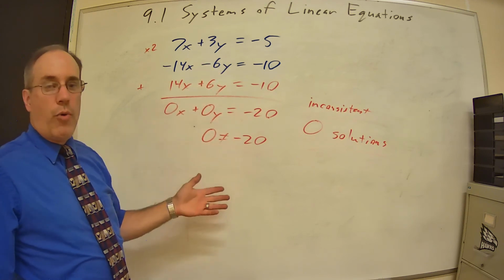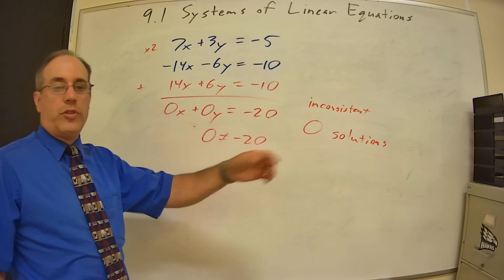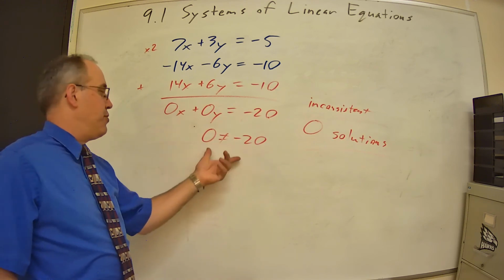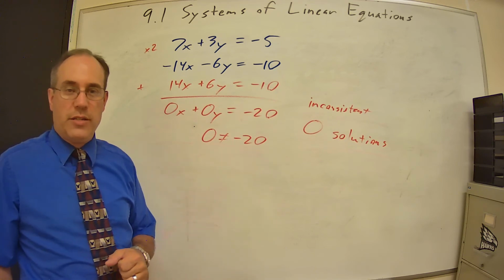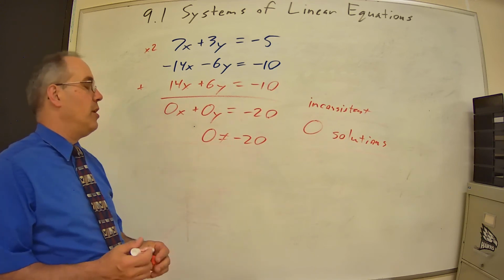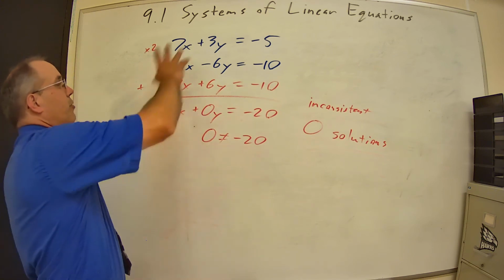You could come out with 0 equal to negative 20. You could come out with 4 equal to 5. If you come out with a constant equal to a different constant, then you have a contradiction, you have an inconsistent system, there are no solutions. So that's where we ran into this.